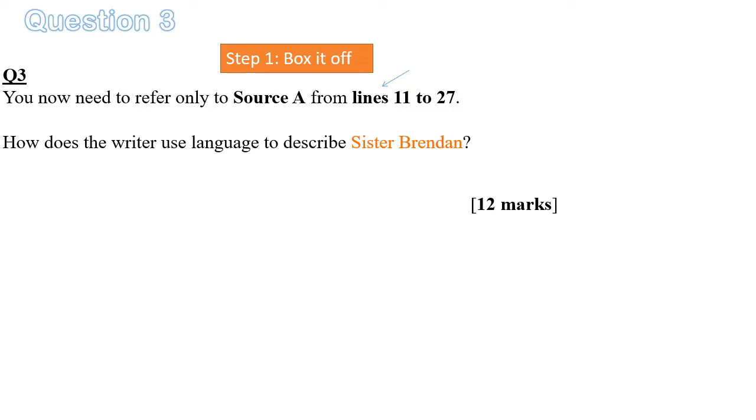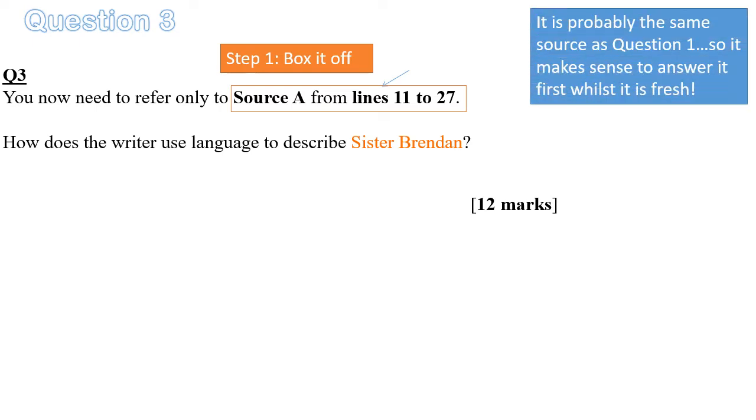AQA are quite nice when it's lines like this, so it'll go up in fives, but it will give you line 11 and line 27, so it's not difficult to find it. Just make sure you draw a box around it, and we know that we've got to choose examples of language from that section. How does the writer use language to describe Sister Brendan? It'll always be about language, but the thing that it's going to ask you to focus on will change. So in this one, it's about Sister Brendan. Make sure you identify the focus so that you're writing about the right sorts of things, but 99% of the time, anything in that paragraph is going to be valid to answer that question. This is quite a nice question from AQA.